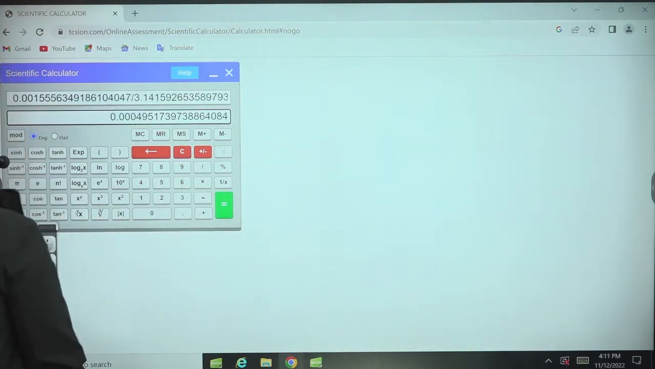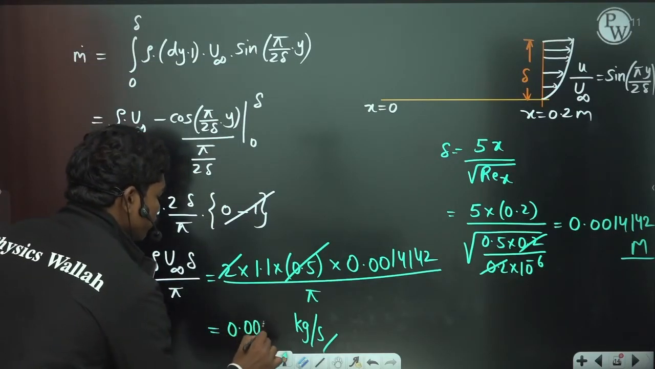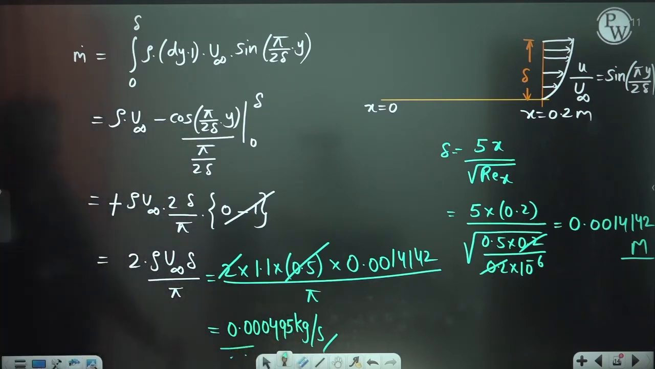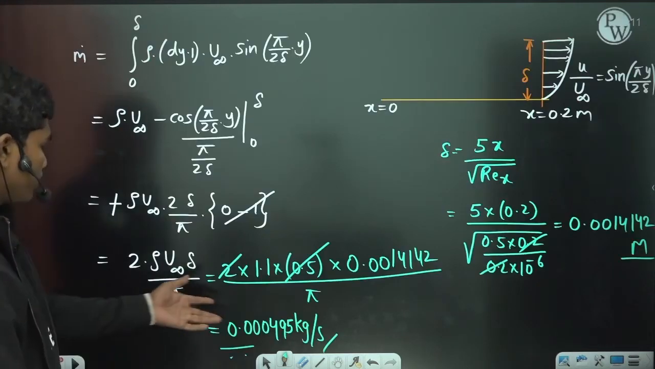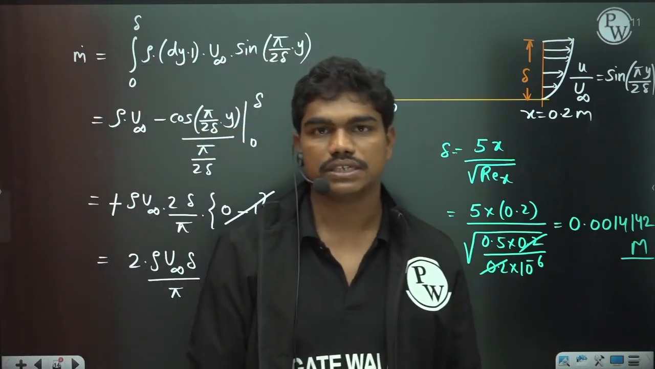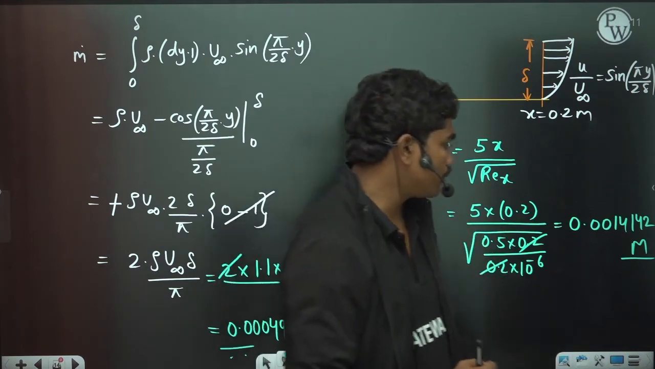If you simplify, 0.000495 kgs per second is the total mass flow rate that is flowing through the boundary layer. Let us check the options. 0.000495, option A is the correct answer. It's very simple. We are applying basic principles of mass conservation, or calculation of mass flow rate. Okay, so let's go for the next question.